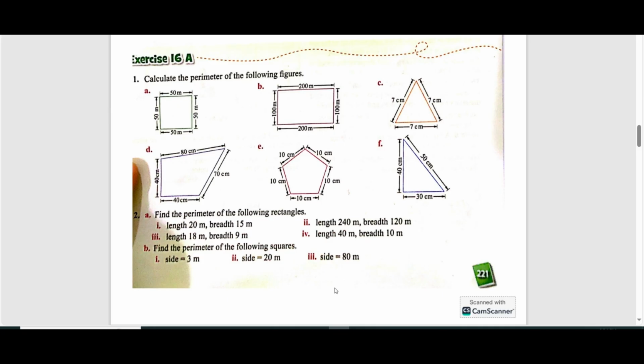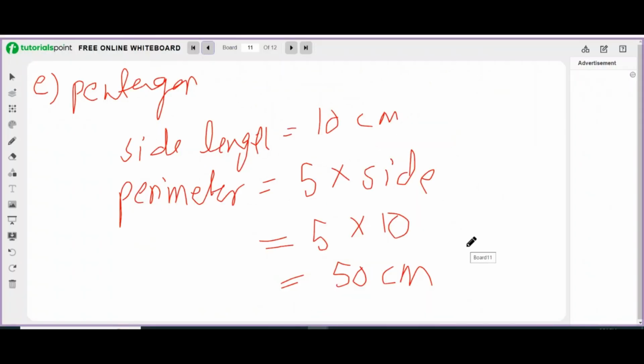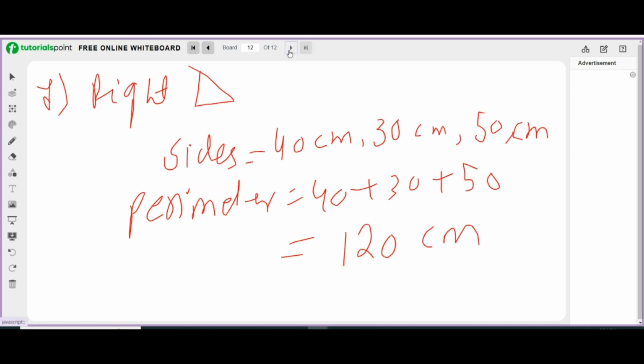Done? Now can I go to the next page? And this slide also done.